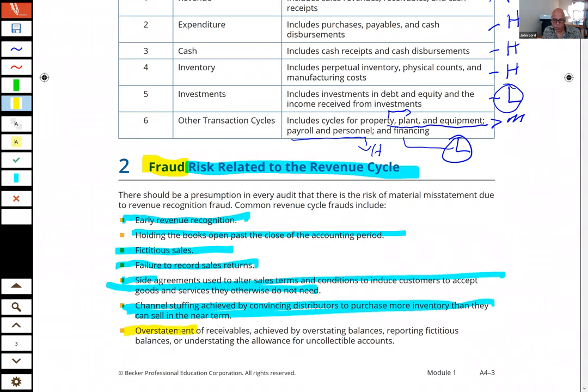So if we're worried about overstatement of revenue, what assertion are we concerned about? Autumn, I think you're telling us, but you're muted. No, Isaac, can you repeat that? Yeah, if we're talking about overstatement of revenue, what assertion are we worried about being misstated?